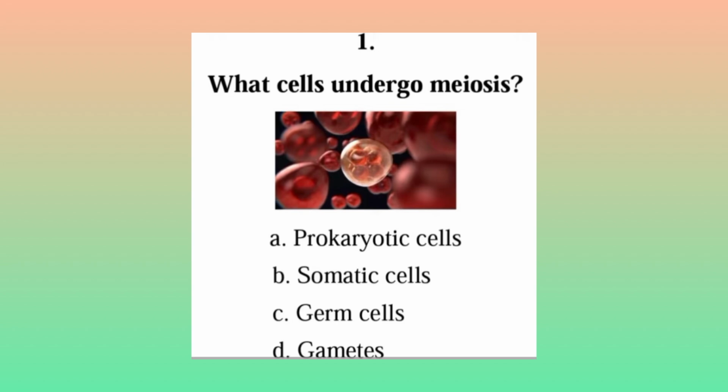Question number 1. What cell undergoes meiosis? A. Prokaryotic cell. B. Somatic cell. C. Germ cell. D. Gametes. Answer: germ cell. Germ cells, also called reproductive cells, undergo meiosis or reductional division to form gametes with haploid number of chromosomes, or half the number of chromosomes compared to the parent cell.